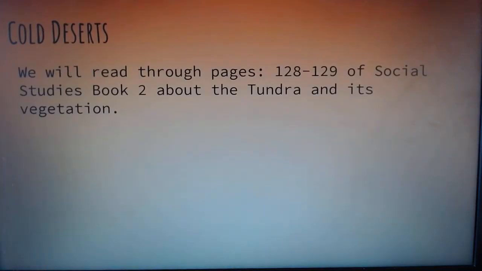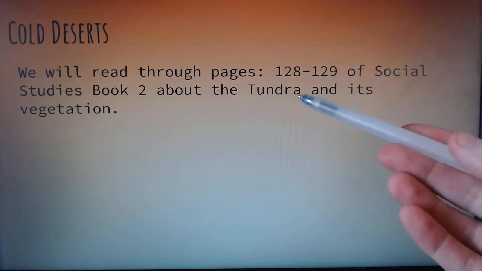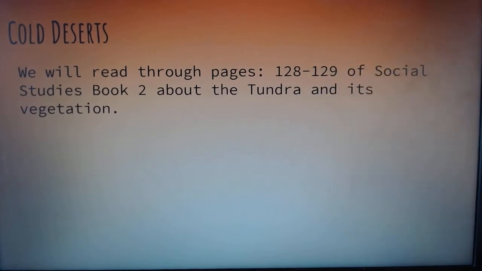Now, we're just going to turn our attention to page 128, 129 of our social studies. Alright, we're going to look at the tundra. This is our cold desert, essentially. Alright, so I'm just going to put cold desert beside that in the textbook. Okay, so get your textbooks out, and I will see you there in a moment.